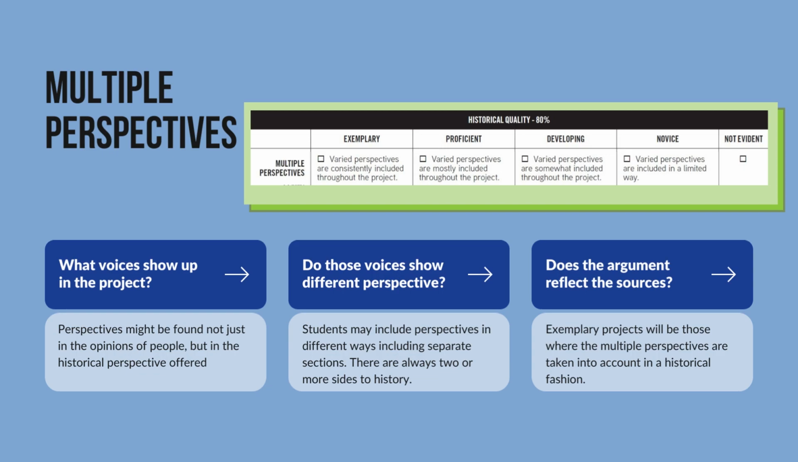Students might include multiple perspectives in different ways, such as through the different pages of a website or by having two characters in a performance argue. Finally, ask whether the student has consistently included these perspectives and if they're taken into account when crafting the argument. An exemplary project will have multiple perspectives woven throughout the project and not removed to a single area or section.